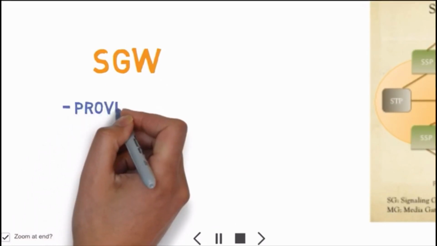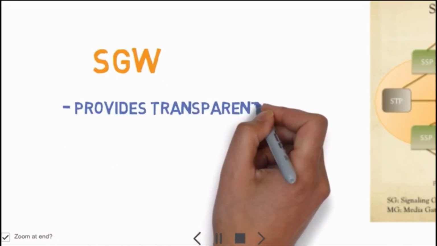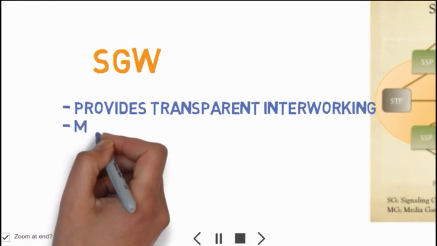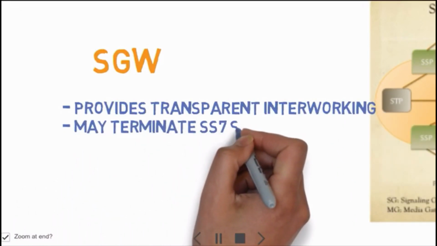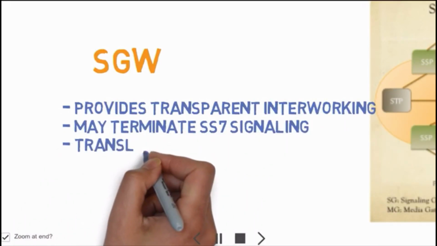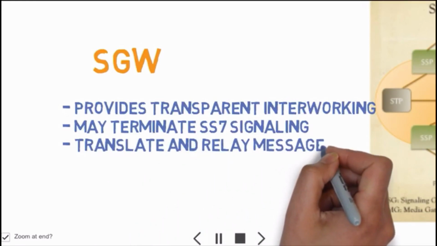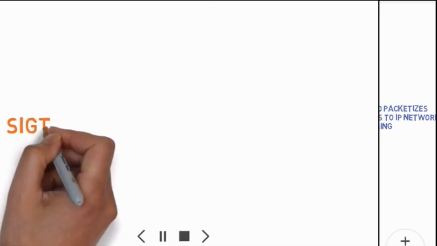The signaling gateway provides transparent interworking of signaling between switched circuit and IP networks. The signaling gateway may terminate SS7 signaling or translate and relay messages over an IP network to a media gateway controller or another signaling gateway.